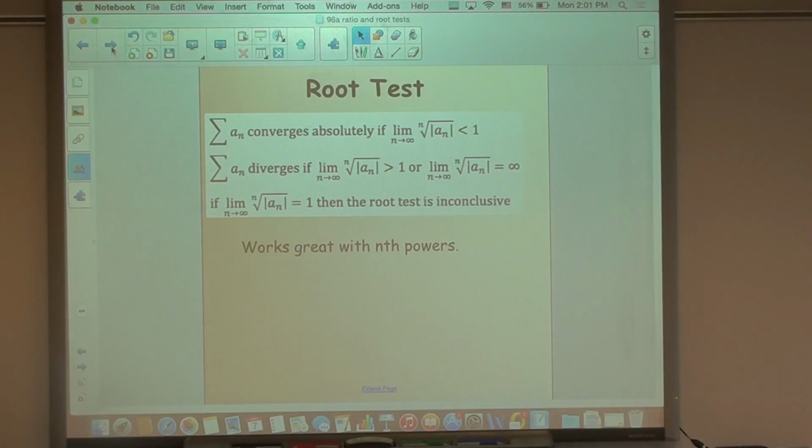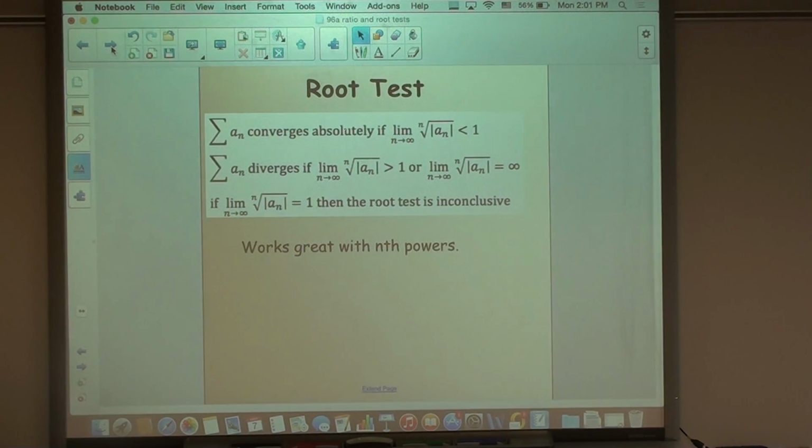So I wrote a little note here that this works great with nth powers. The root test does not come up that often.